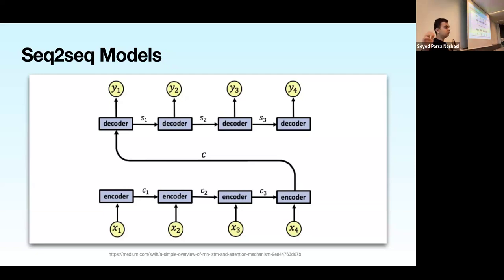Was it clear? Any questions? Was the general attention mechanism clear and everything? Yeah.